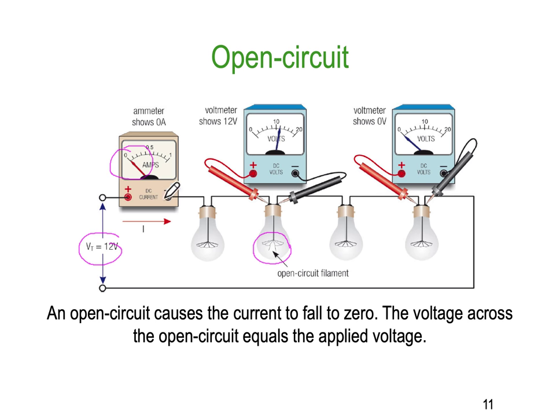So if you get an open circuit in a series circuit, I is going to be 0 amps. It's going to drop to 0. But you're still going to see 12 volts, and you're actually going to see 12 volts across the open circuit, because you're still going to see the plus and the minus of the power supply through the circuit. But there's no current going to flow because of this open circuit down here.